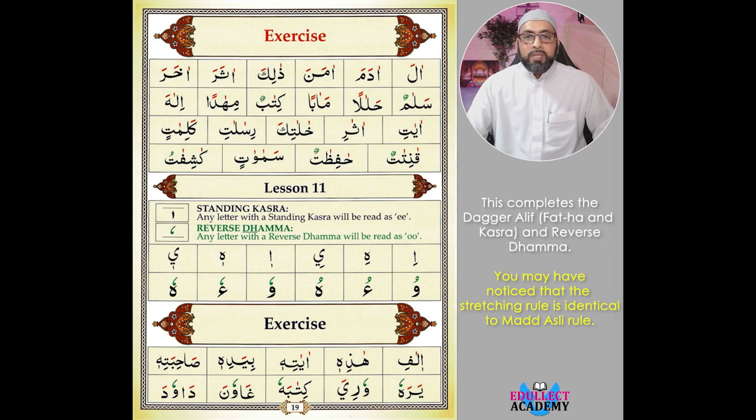Alhamdulillah. So that completes the lesson 10 and lesson 11 exercises where we looked at the dagger alif, and then we looked at the dagger kasra, and we looked at the reverse dhamma. When they appear on a letter, we have to stretch the letter 2 harakats or 2 beats or 2 seconds long. It's an approximation. So I hope you've been able to familiarize yourself on how to apply these harakats when they appear on the letters.